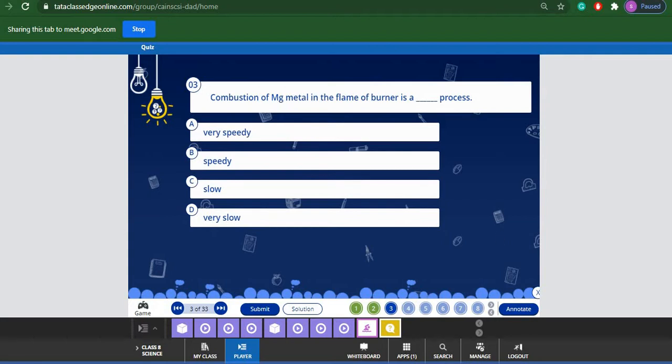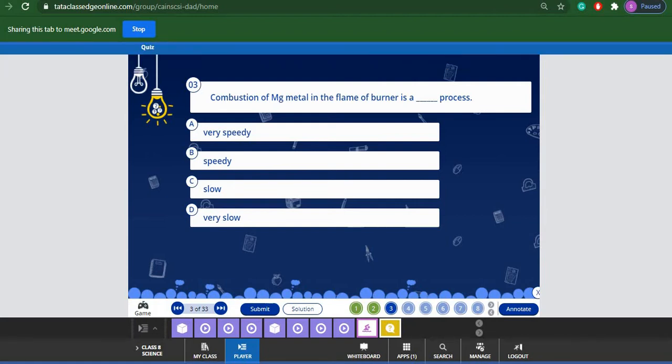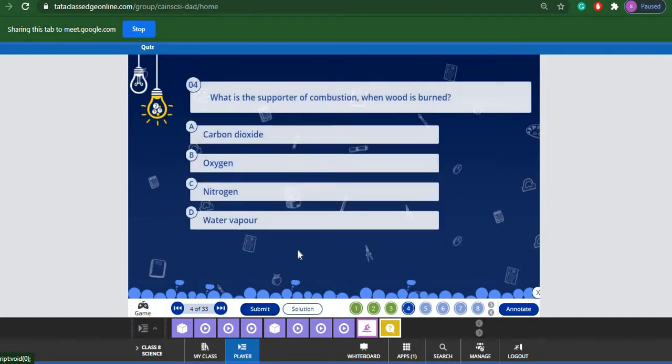Now next, this one. When is a flame basically formed? Is it a slow process or speedy type? Speedy. Yes. Sir, B. Can anyone say other? So let's check, is it true or false? Yes. Now next one.